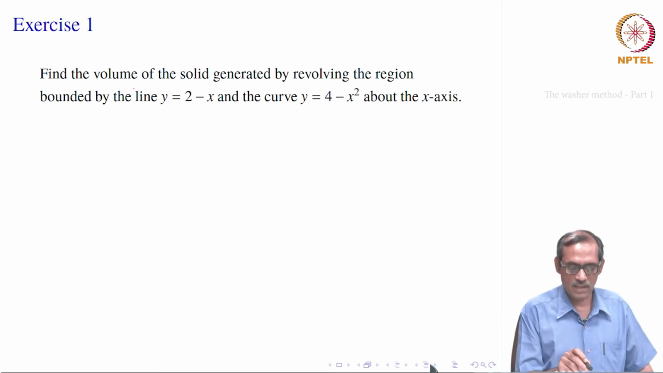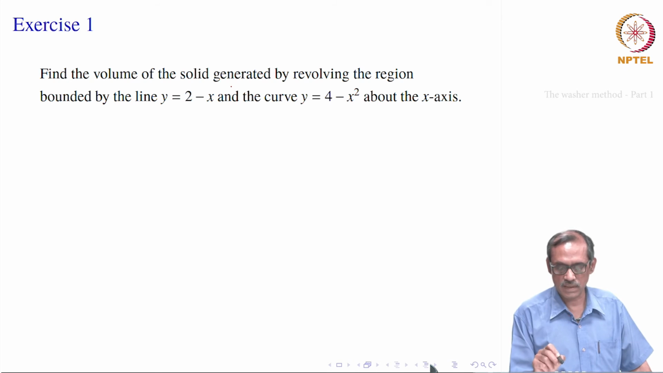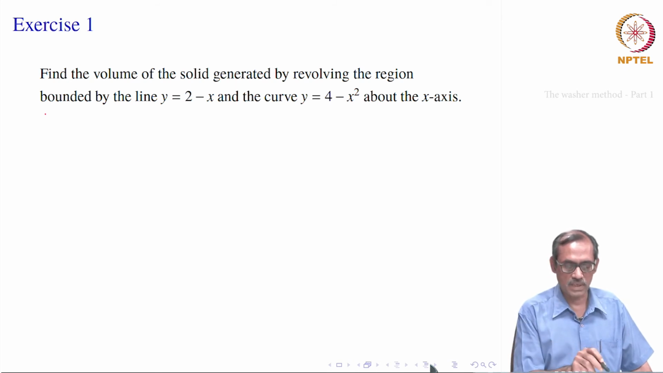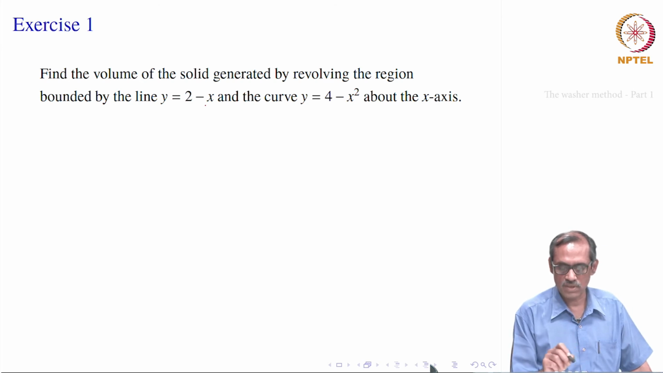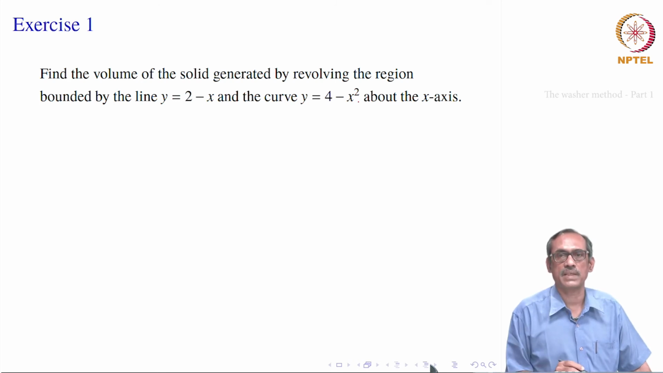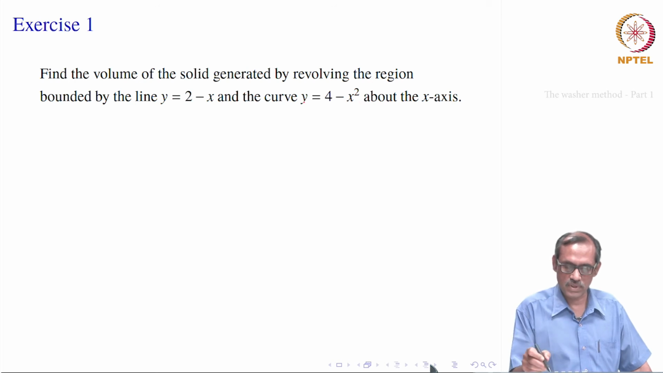We want to find the volume of the solid generated by revolving the region bounded by the line y equal to 2 minus x and the curve y equal to 4 minus x square about the x axis. So, first we have the region bounded by y equal to 2 minus x and y equal to 4 minus x square. We should get the region first, and then of course, the limits of integration will come from the intersection of those two curves.